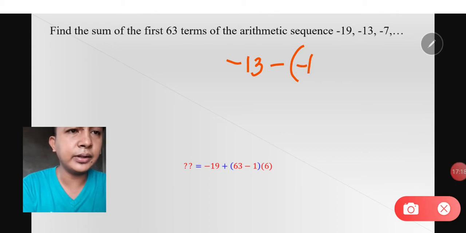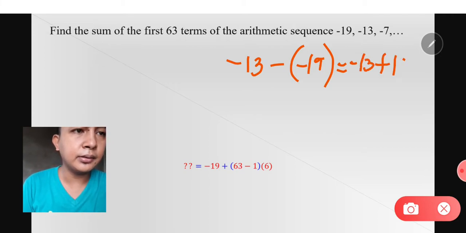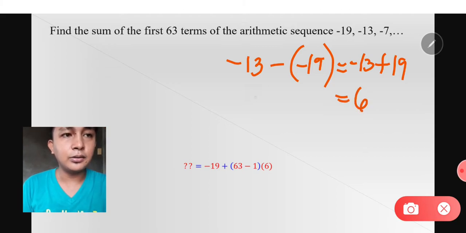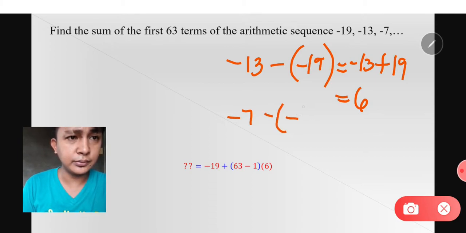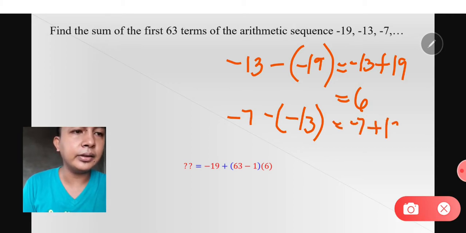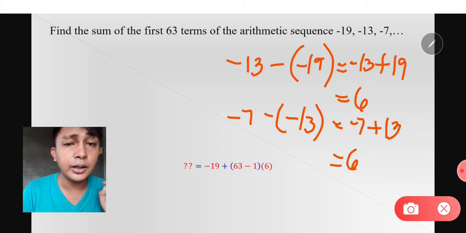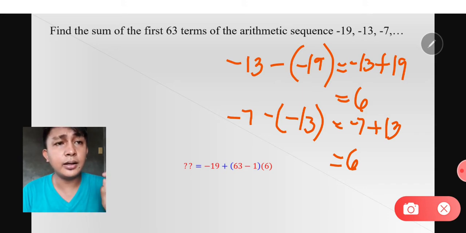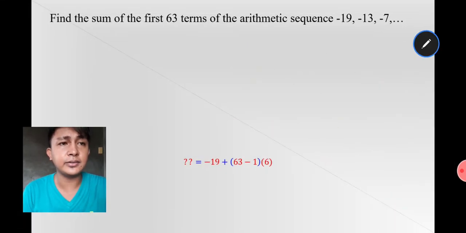Minus negative 19. We have negative 13 plus 19. So the difference is 6. So negative 7 minus negative 13. We have negative 7 plus 13 is equal to 6. So we are sure that negative 19, negative 13, and negative 7 forms an arithmetic sequence.